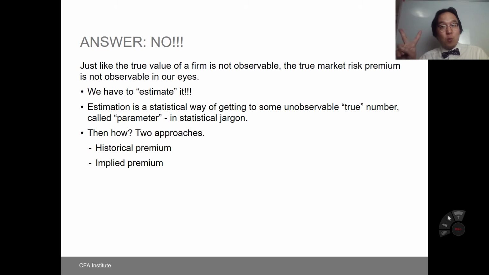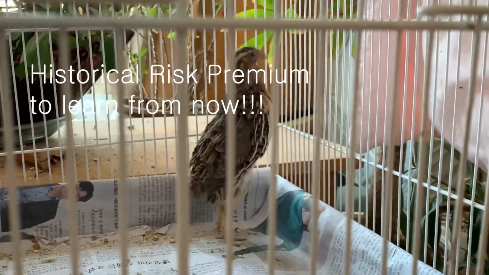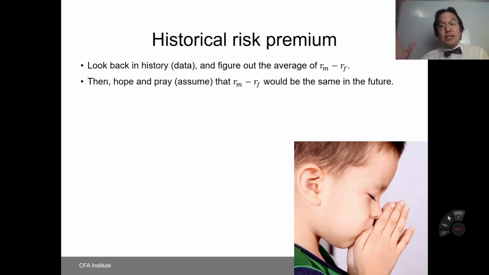We have two approaches. One is the historical equity risk premium. The other is the implied risk premium. Okay, fine. Historical risk premium, what is that? Well, look back in history, look at the data, and figure out the average of RM minus RF, the return on your market portfolio, supposedly, minus the return on the risk-free asset. Historically, there must have been some gap, right? So what's the average of it? We're going to take it as the risk premium going into the future as well. Then hope and pray that RM minus RF will be the same in the future.